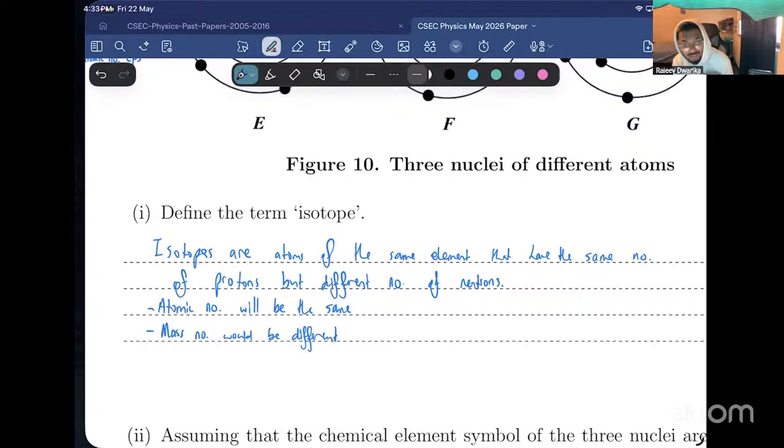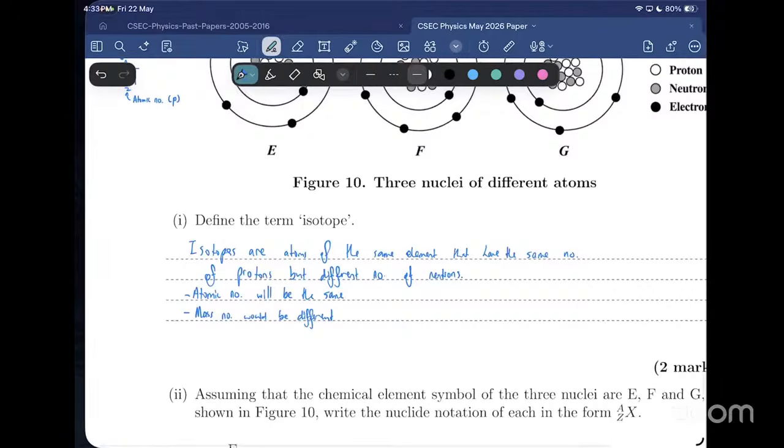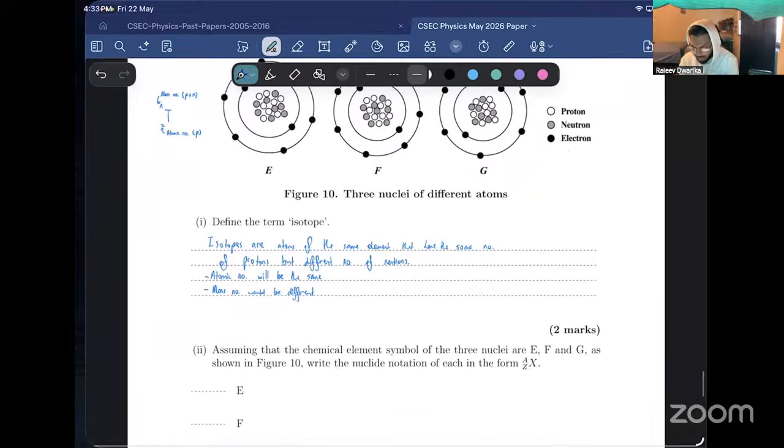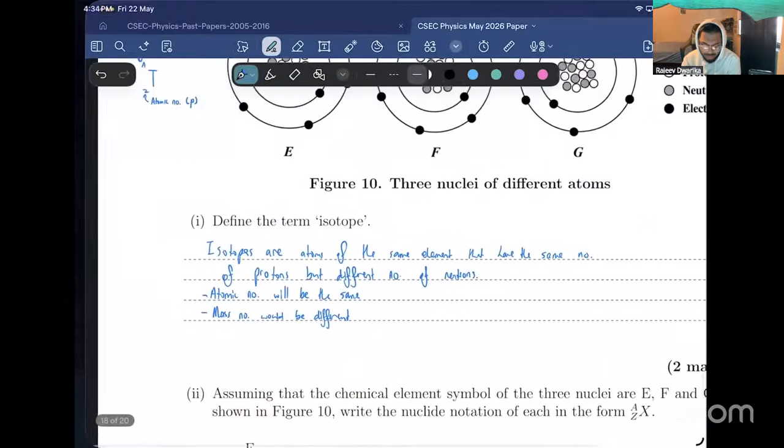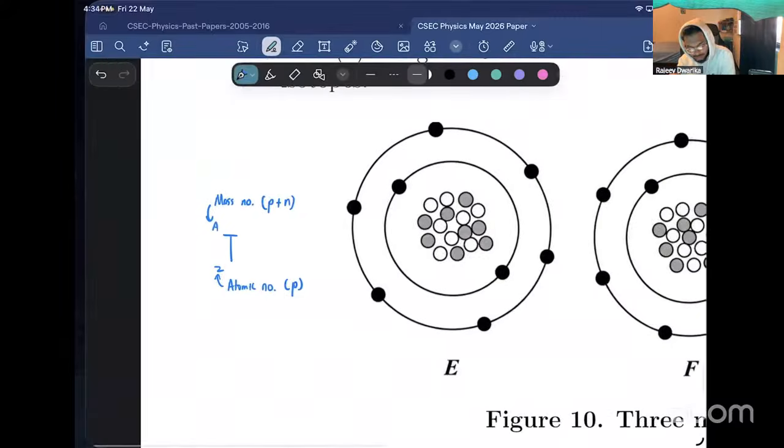I'll understand this. Yes, sir. I'll get that 2 marks or no? Yes, sir. Okay, good. Oh, I was doubting myself for no reason. Is the AZ, yeah, that was the standard way to represent it.